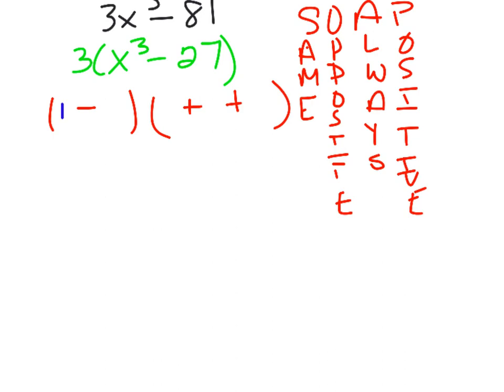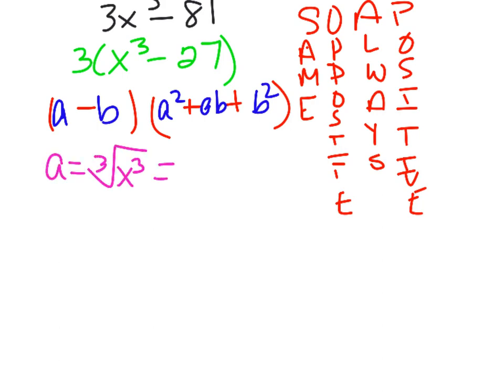Inside the parentheses is A, B. And then it's A squared, B squared at the front and end of the second one. And in the middle is A times B. So now we need the A and the B. The A is the cube root of x to the 3rd, which is x.